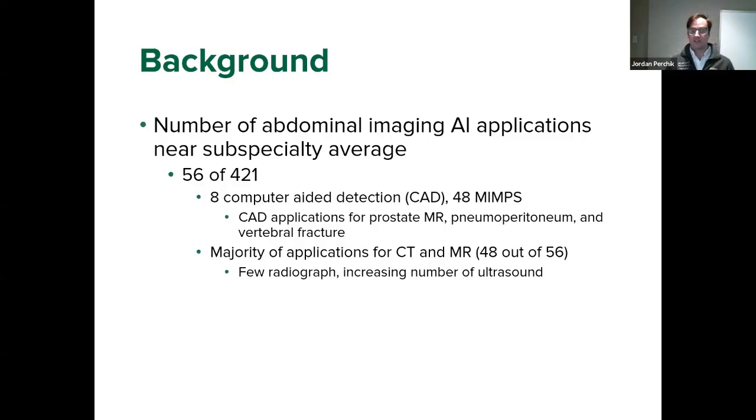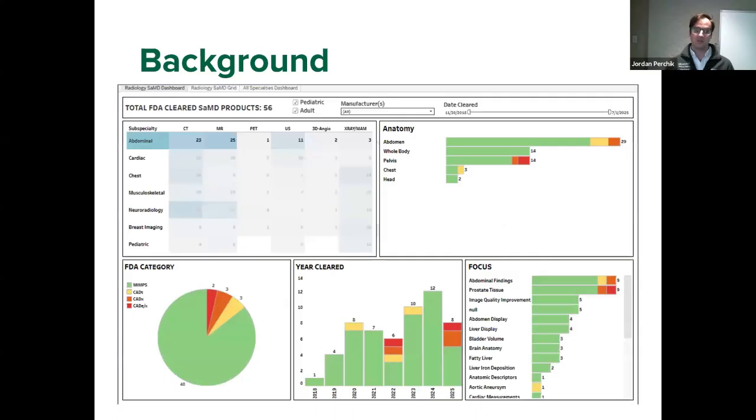That's 48 out of the 86, with a few radiograph X-ray applications. Some of these are multi-specialty, so they can be applied for CT, MRI, and PET. But there are an increasing number of ultrasound applications, which is new since the last time we gave this presentation just 2 years ago. That's been an exciting area of growth in this subspecialty.